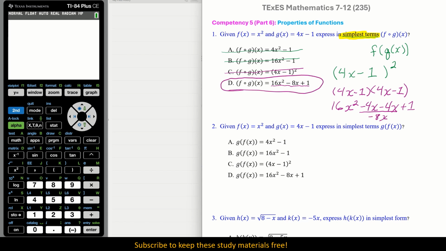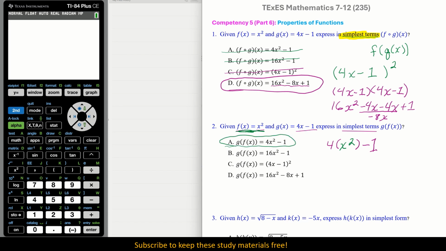Therefore, D is verified. Now number 2, we have the same given, the same f of x and g of x, exactly the same. However, they still want simplest form, but they're flipping. They want g to be on the outside, rather, f is in g. So we put parentheses where the x is in g of x, and then we put in f of x. So this means we simply substitute f of x into g, and we look over at our options, and we do have a valid option, A.